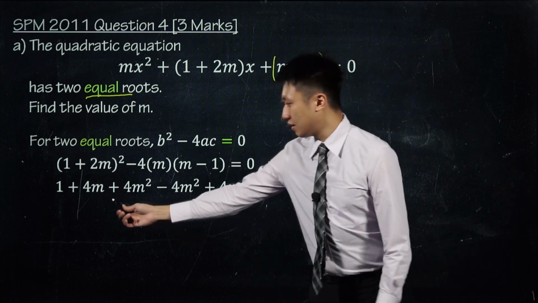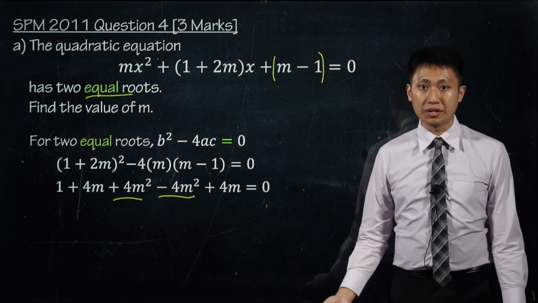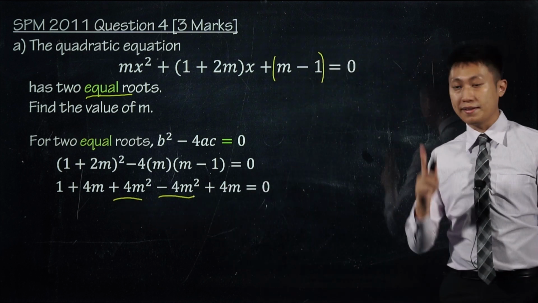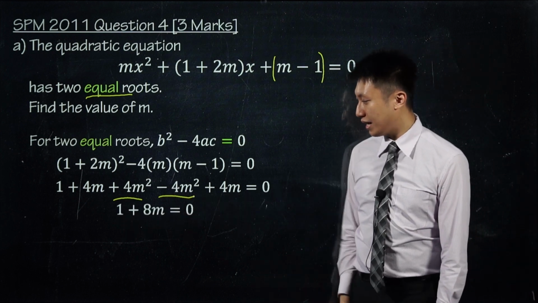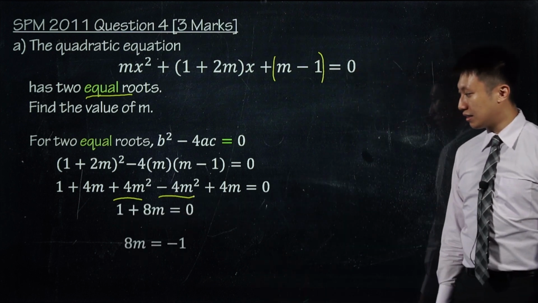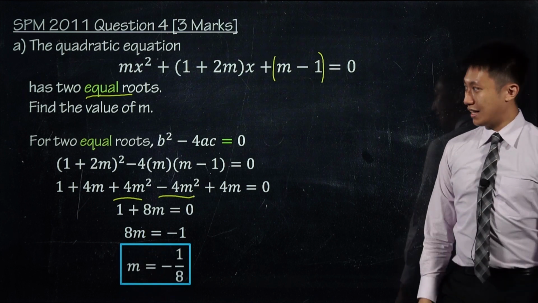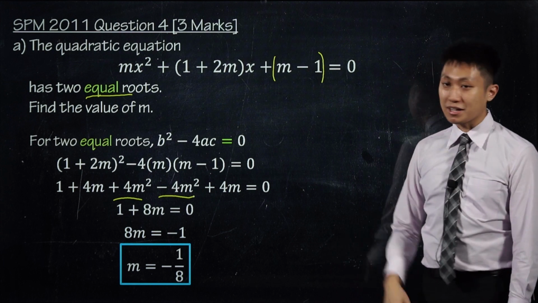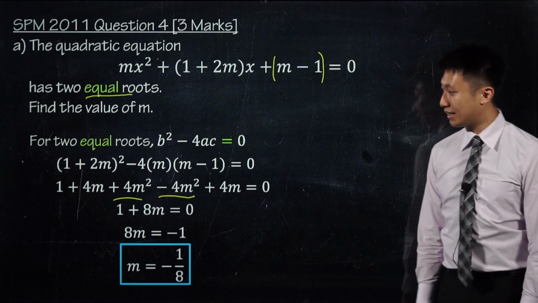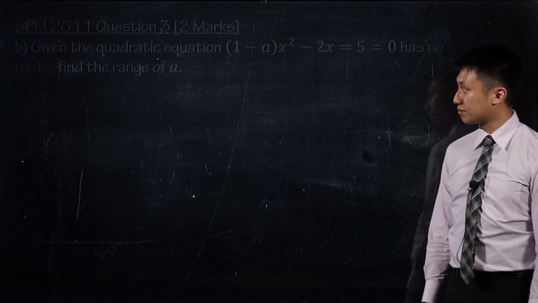And you see that this one and this one can cancel. Then things will be very easy because it's only power 1. So you get 1 plus 8m is equal to 0. Hence, m is equal to negative 1 over 8. Easy marks for you. 3 marks in your exam. Okay, just like that. Right.